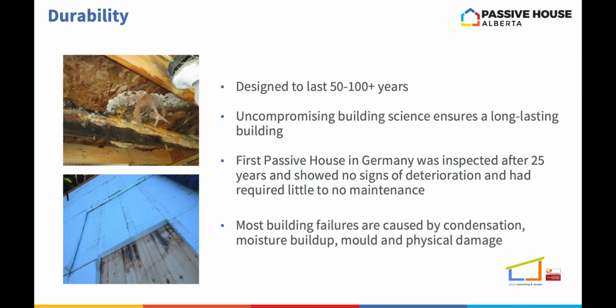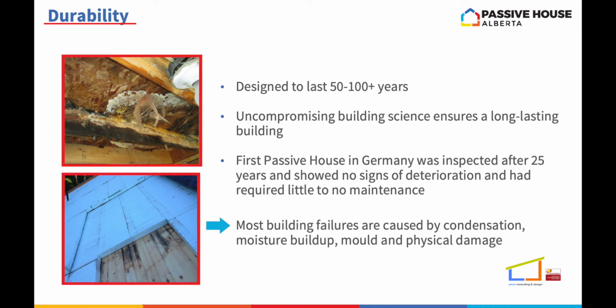So another advantage is durability. A passive house is designed to last 50 to 100 years with very little to no maintenance. You pick more durable materials, you protect them from degradation, and they last longer. Most buildings fail because of moisture. Where you have air leaving the house, you will generally have moisture leaving the house with that air.